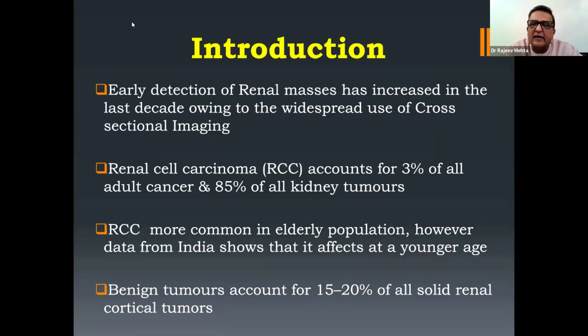In the last decade, there's been a significant increase in the incidental detection of solid renal masses in relatively asymptomatic patients, owing to the widespread use of cross-sectional imaging, more so, of course, on the non-invasive ultrasonography. It is not unusual for me to see one or two cases per month, or at least one case per month, to pick up an incidental RCC on annual health checkup patients. Renal cell carcinoma accounts for 3% of all adult cancer and 85% of all kidney tumors. RCC is more common in the elderly population. However, data from India as well as our own experience says that in our country, we see RCC at a much younger age. Benign tumors account for almost 15 to 20% of all solid renal cortical tumors.